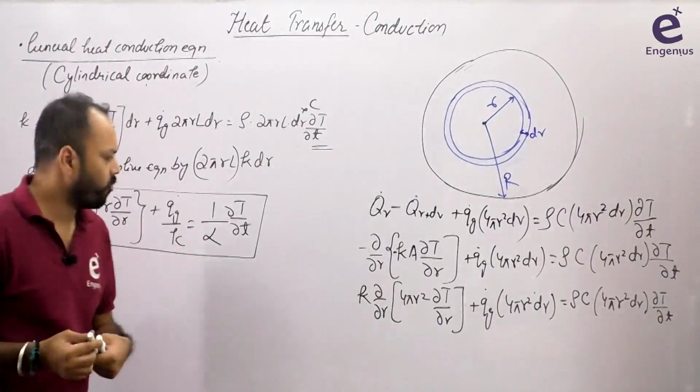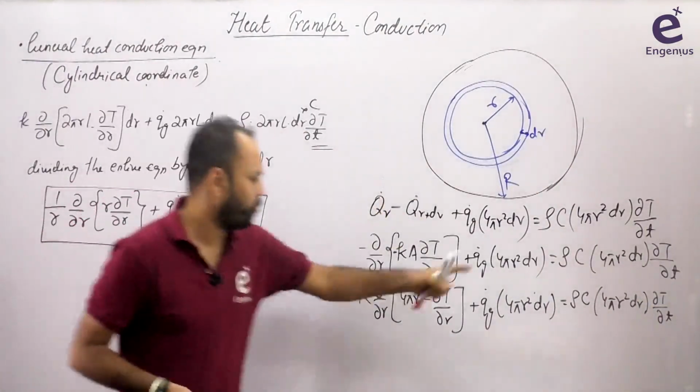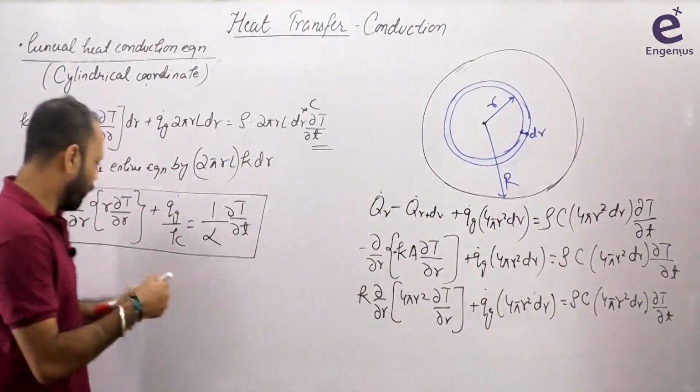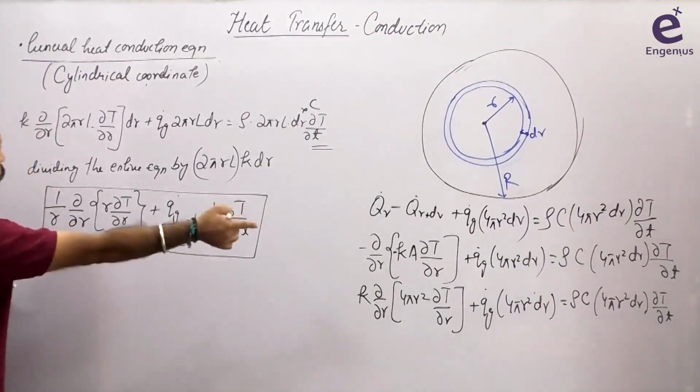Now I hope all of you have understood that I have to divide the entire equation by 4 pi r square dr k. So dividing this entire equation, okay, where should I write?